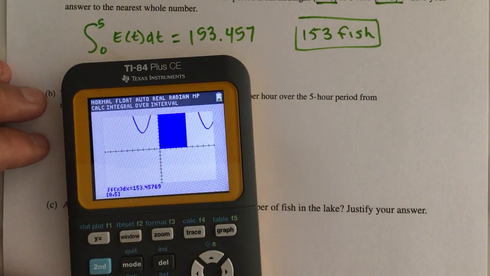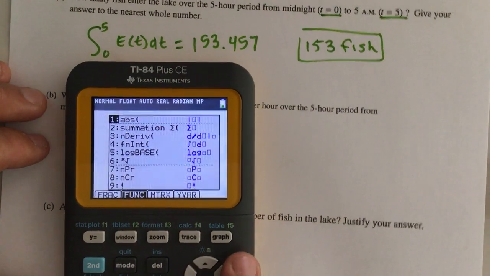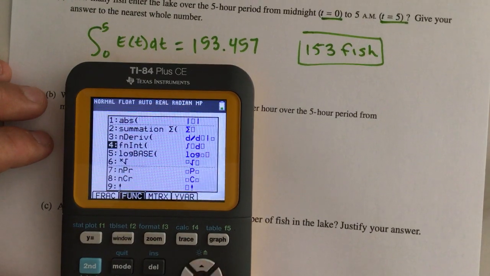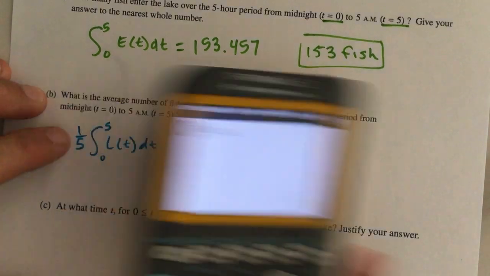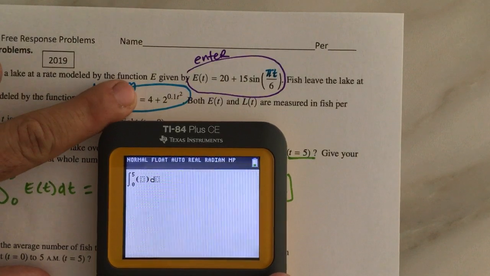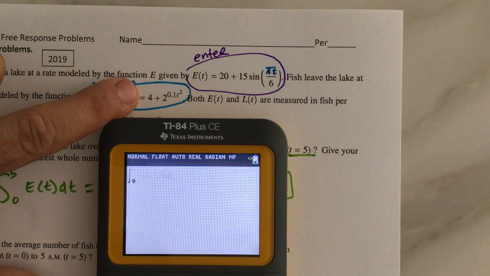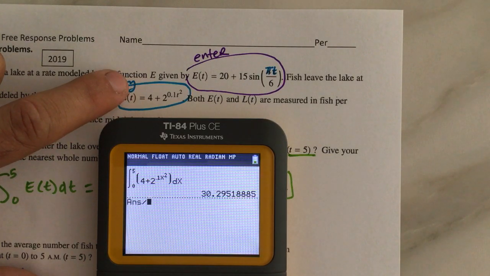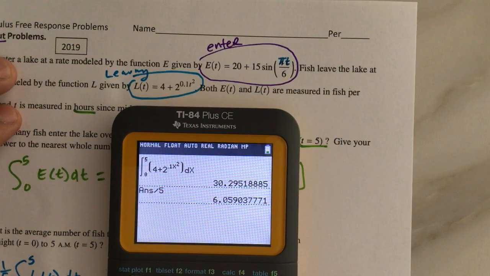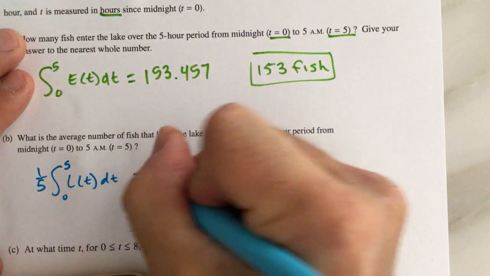Okay, similar kind of thing. I'll show you how to enter it the other way now. I think alpha f2, if you have this shortcut, and then you can go to, I believe this is it. Yep. From 0 to 5, and it's going to be L of t, which is right up here. So it's going to be 4 plus 2 to the 0.1 x squared. That's not squared. Squared. Good. And an x goes in that spot. The only thing I haven't entered is divide by 5.